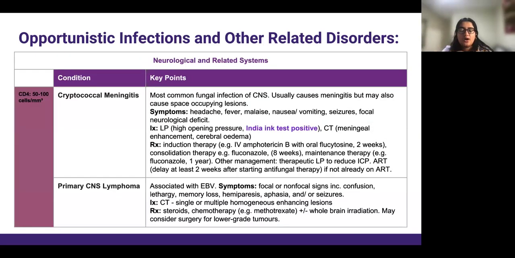Other neurological conditions include cryptococcal meningitis. This is the most common fungal infection of the CNS. It can cause meningitis, but also space-occupying lesions. Again, it presents very similarly to toxoplasmosis: headache, fever, malaise, nausea, vomiting, focal neurological deficit. If you do an LP, that might have high opening pressures, and it tests positive with an India ink stain. A CT would show cerebral edema.